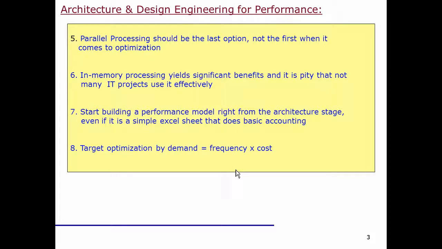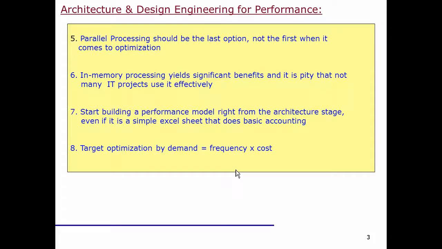Now, for complex systems, it's always useful to have a performance model right from the architecture stage. Even if it's a simple Excel sheet, it need not be complex performance tools or modeling tools, but you could simply have a very basic model looking at how frequently a service is called, what is the complexity of the service or the cost of invoking the service. And if you get the arithmetic right, that's point number 8, what we call demand. Look at optimization by demand: how frequently is something called and how costly it is to invoke the service.